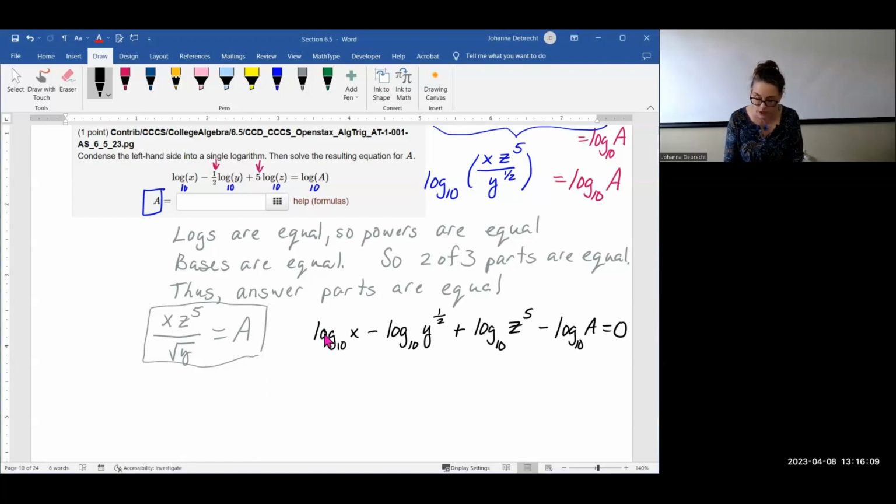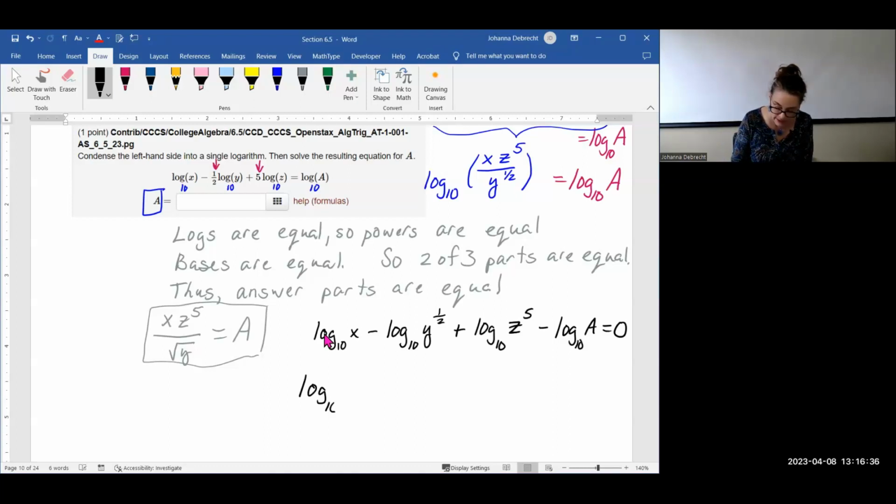So now when I'm looking at this, I actually have 2 that are positive and 2 that are negative. So the 2 that are positive are going to have their answer parts become factors in the numerator, and the 2 that are negative will have their answer parts become factors in the denominator. Notice that all of the coefficients are now either 1 or -1, and they're all log base 10. So I can condense them together.